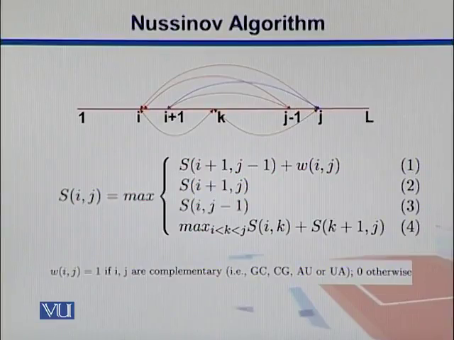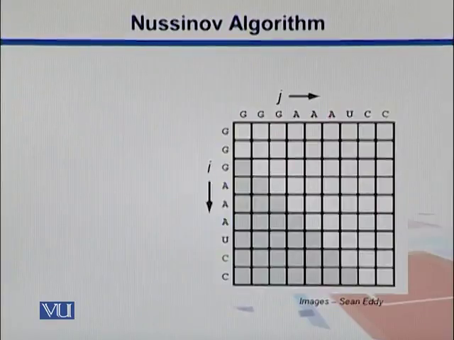In case 2 and 3, or in the 4th case, we are looking into a bifurcation. So let's fill up a matrix. We have a sequence G G G A A A U C C, so actually the same sequence on both the axes. We are starting with the terminal nucleotides and we are trying to just match them or find the pairs, starting from one terminal, and we are trying to pair it up with the other terminal.